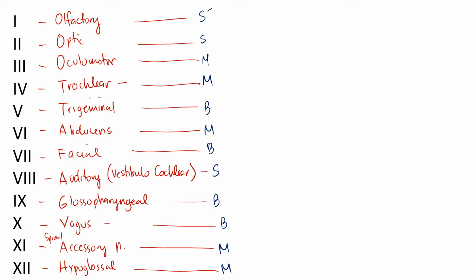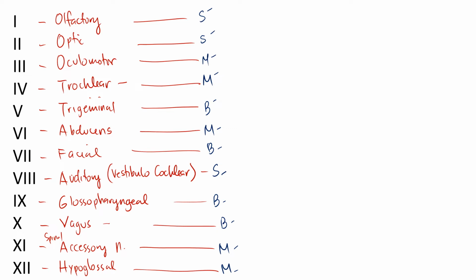Olfactory is pure sensory, optic the same. Pure motor: oculomotor and trochlear. Trigeminal is mixed or both. Abducens is pure motor. Facial is both. Auditory, pure sensory. Glossopharyngeal is mixed, as well as your vagus. Spinal accessory, that's the one innervating your trapezius, so it's pure motor. And hypoglossal, your tongue nerve, also pure motor. So there are a lot of pure motor nerves and only 3 purely sensory nerves.